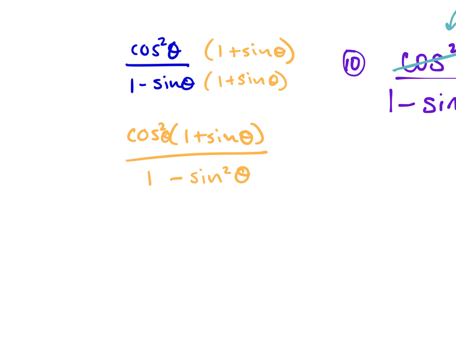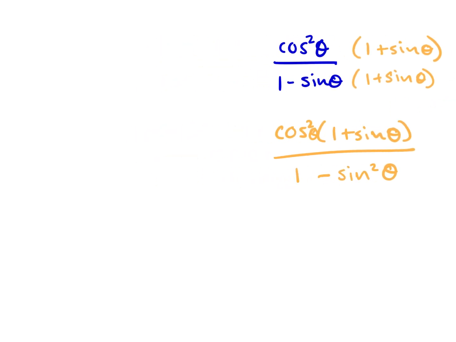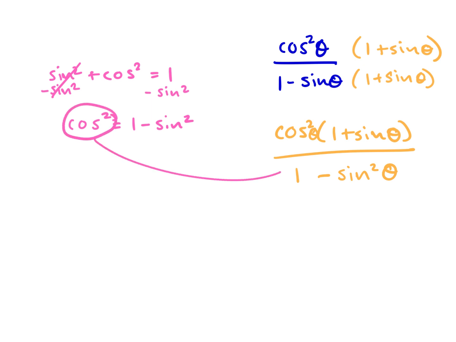What does 1 minus sine squared simplify to? Can we use our Pythagorean identities there? We have sine squared plus cosine squared equals 1. So if I were to make this 1 minus sine squared, I'd subtract sine squared on both sides. So cosine squared equals 1 minus sine squared. So what can I replace 1 minus sine squared with? Cosine squared.